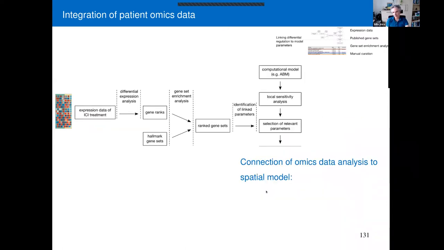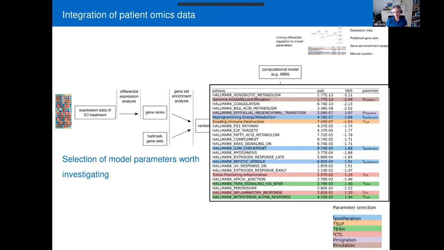And then in the next step, what we do is we connect these cellular functions with some parameters in our spatial model. And how do we do this essentially? So what we do essentially is we make a manual connection of the parameters with the gene set enrichment terms we found there. And this is what this table shows here. So this is the table with our enriched pathways.